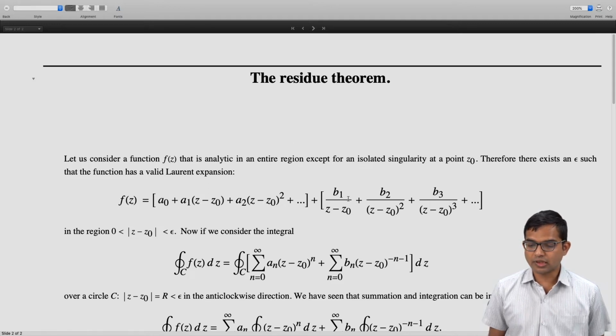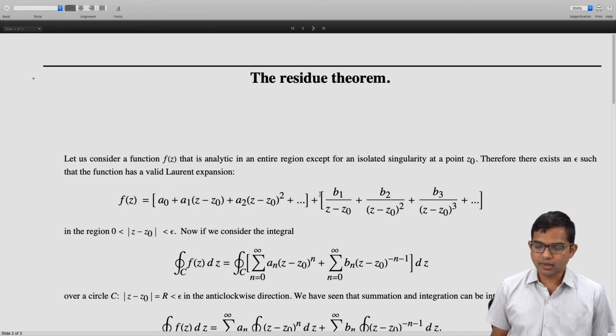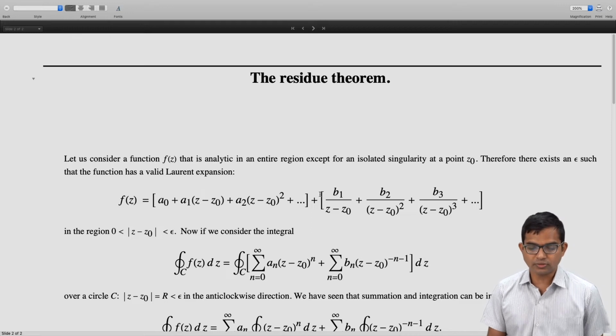So now we will see how among all these coefficients, b1 has a special name associated with it, because it has some special importance, as we will see. And the way to see that is to actually just perform a contour integral over a circle, let's say, right? So over a circle whose radius is r, and which is centered about this point z0, and where this radius r is less than epsilon, so that you're in this region where this expansion is valid.